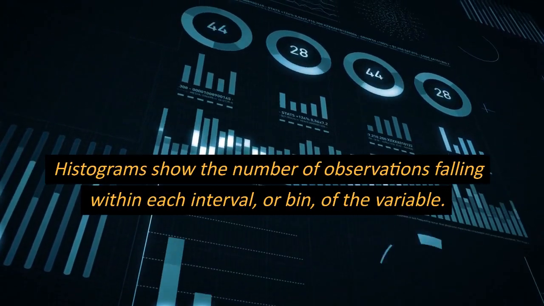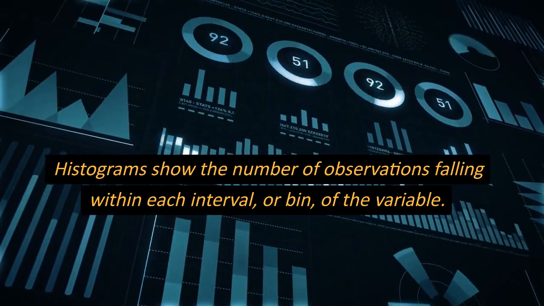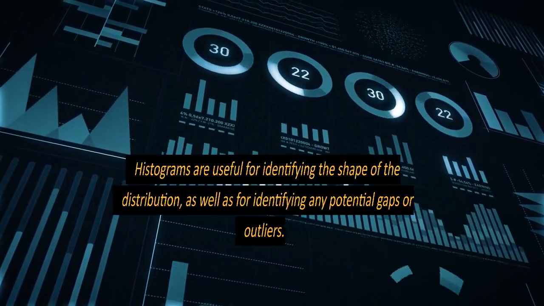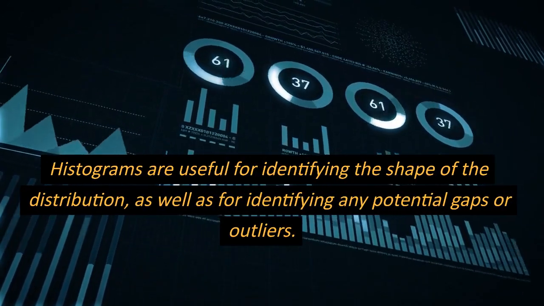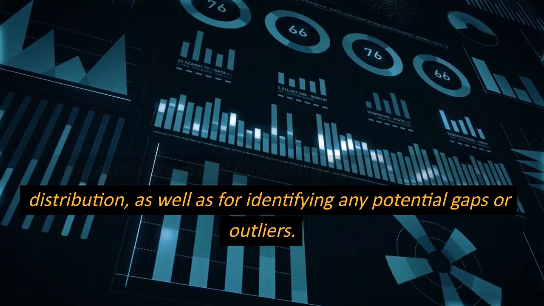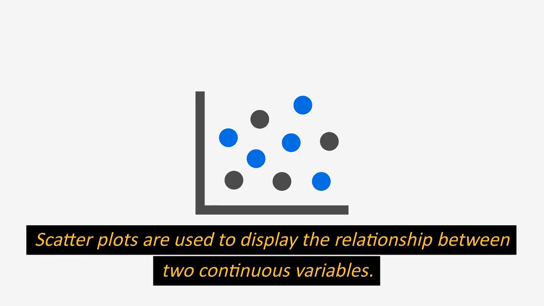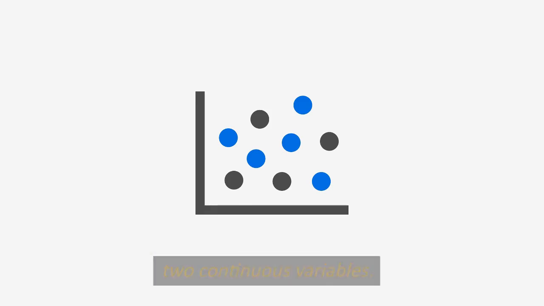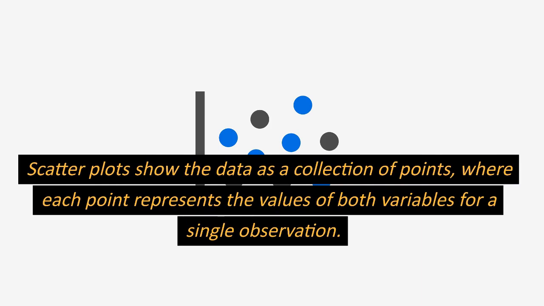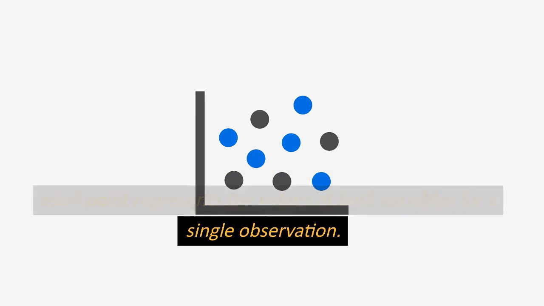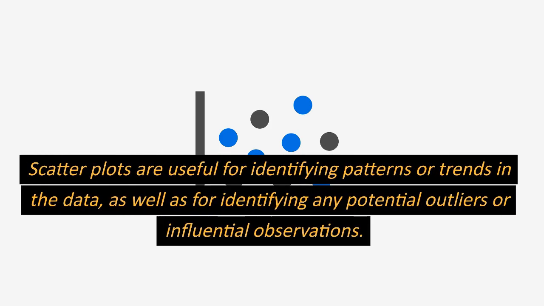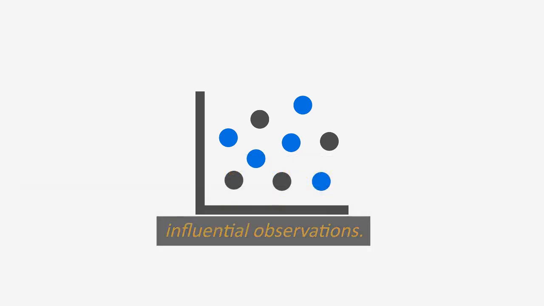Histograms show the number of observations falling within each interval, or bin, of the variable. Histograms are useful for identifying the shape of the distribution, as well as for identifying any potential gaps or outliers. Scatter plots are used to display the relationship between 2 continuous variables. Scatter plots show the data as a collection of points, where each point represents the values of both variables for a single observation. Scatter plots are useful for identifying patterns or trends in the data, as well as for identifying any potential outliers or influential observations.